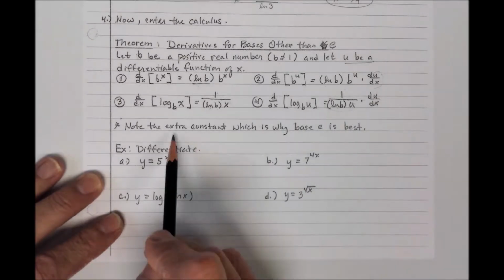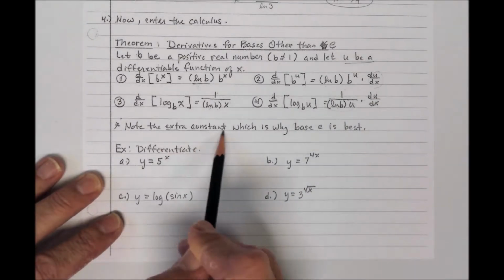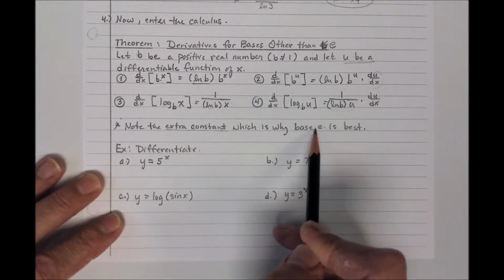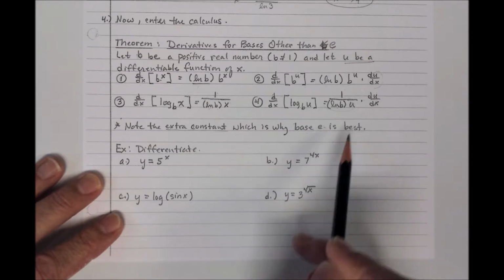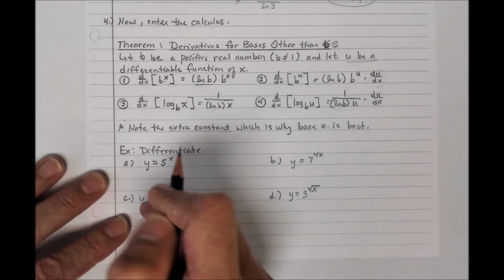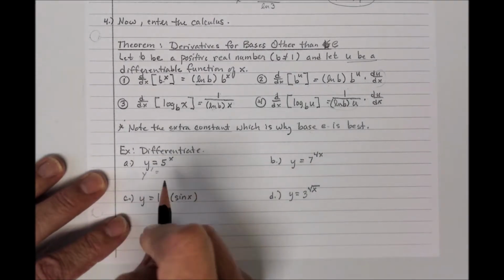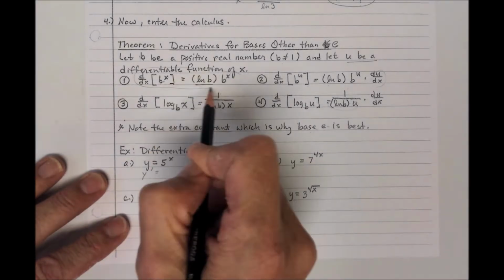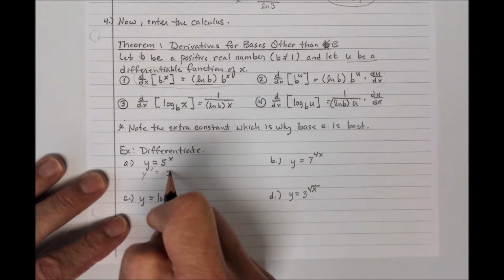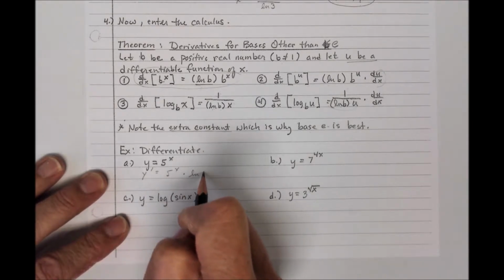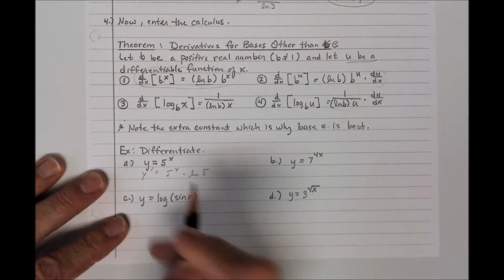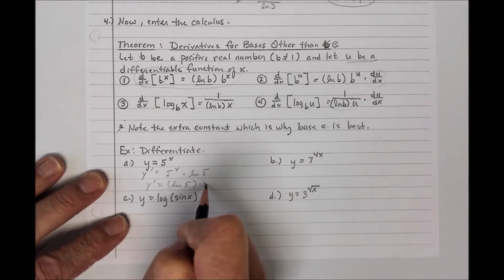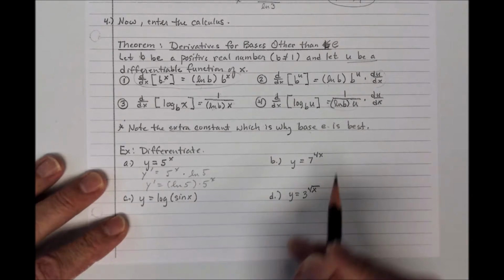Okay, the extra constant is why we don't normally go this route, we normally take base e whenever possible. So let's differentiate. y prime is equal to, based on this formula right here, 5 to the x times the natural log of 5. And you could leave it like that, or you could write the natural log of 5 first times 5 to the x.